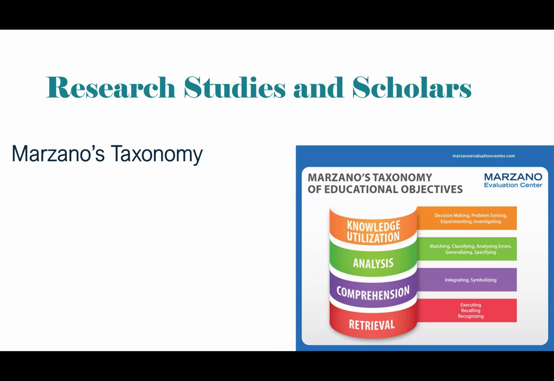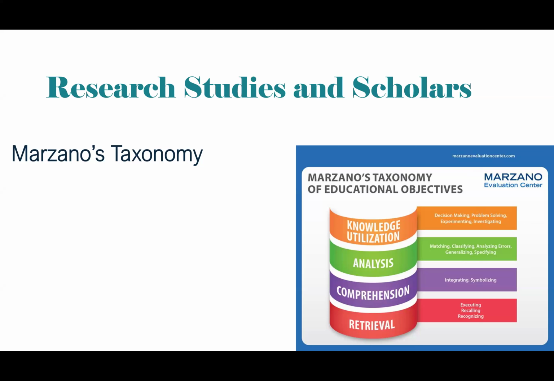The second similarity is application in instruction. Both Webb's and Marzano's taxonomies are used in curriculum design and assessment to ensure that students are required to apply a range of thinking skills, not just recall basic facts. The third similarity is levels of cognitive demands. Both frameworks recognize that learning tasks can vary in complexity and that students should engage in progressively more challenging and thought-provoking tasks to deepen their understanding.